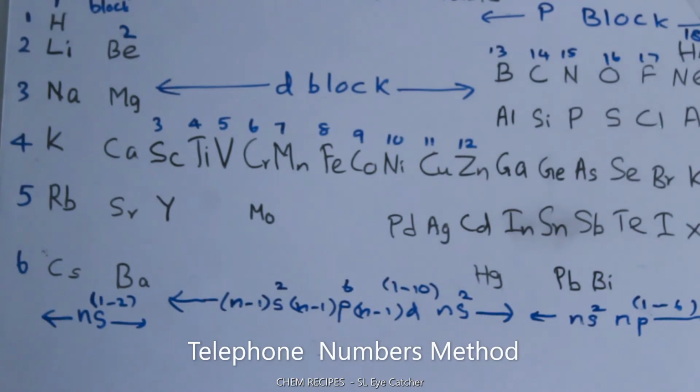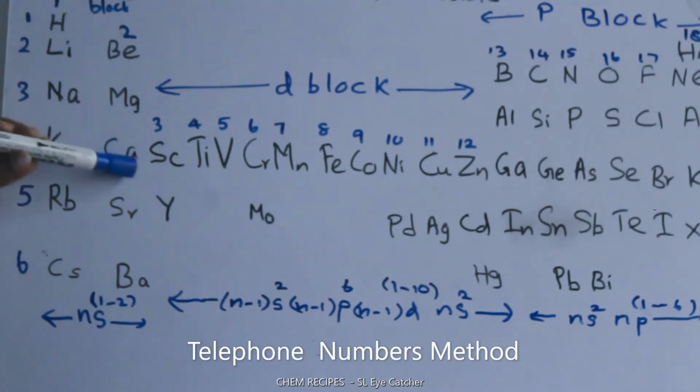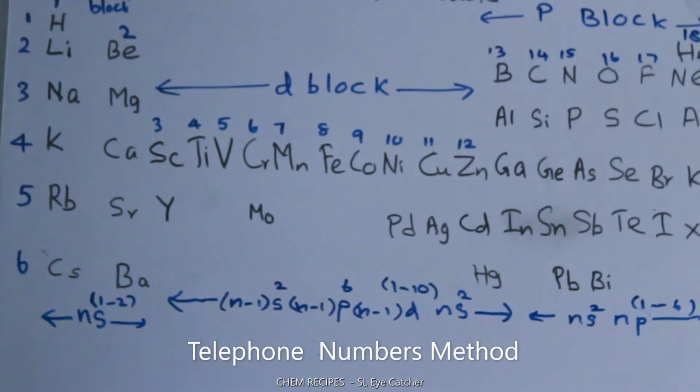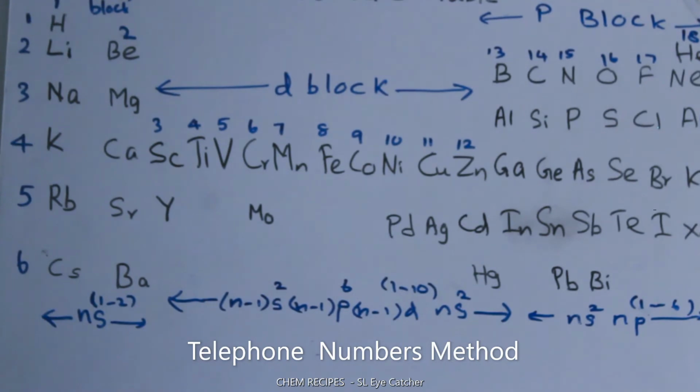Let's consider the d block. The first row of the d block. It starts from scandium. These elements are in the 4th period of the periodic table. Use the telephone number method. Follow me.